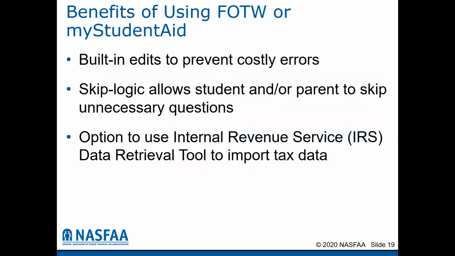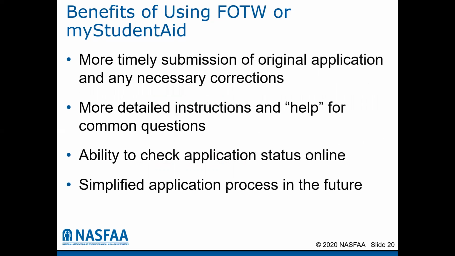The benefits of using FAFSA on the web or myStudentAid are that they have built-in edits to prevent costly errors, skip logic, which allows students and parents to skip questions that are unnecessary, and the option to use the IRS data retrieval tool to import tax data. It allows more timely submission of the original application and any necessary corrections. They have more detailed instructions and help for common questions. It allows you the ability to check application status online, and a much more simplified application process in the future.